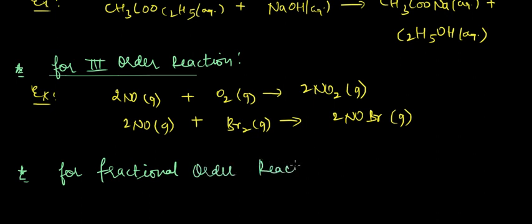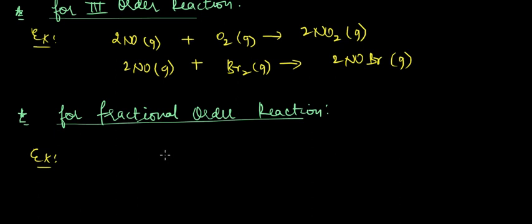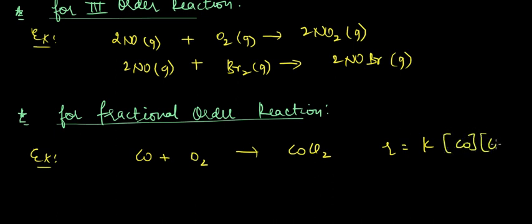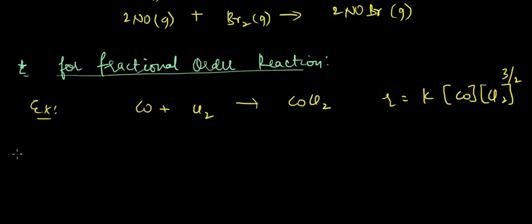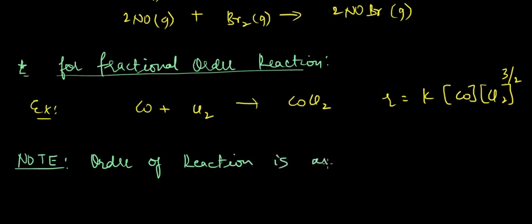So fractional order reaction, example can be carbon monoxide reacting with chlorine forming COCl2. Rate for this reaction can be written as K times CO and Cl2. Okay, by the way, this is not O2, this is Cl2. Cl2 raised to the power 3 by 2. I am again writing a note here that order of reaction is an experimentally determined quantity.